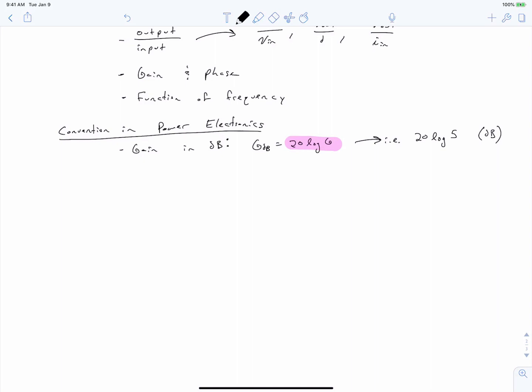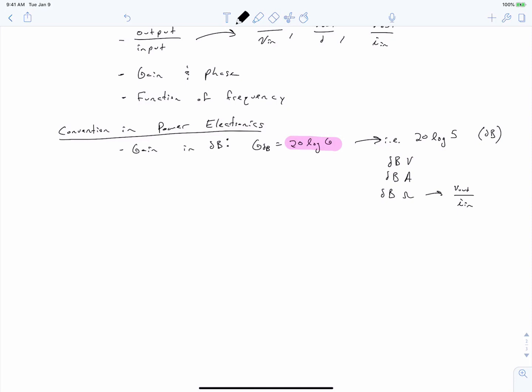Sometimes it's helpful to call the quantity decibel volts, or decibel amps, or decibel ohms. So decibel ohm, for example, could be if you're taking an output voltage over an input current. Decibel amp could be if you're taking an output current to an input current. And decibel volt would be the decibel version of a volt to volt gain.